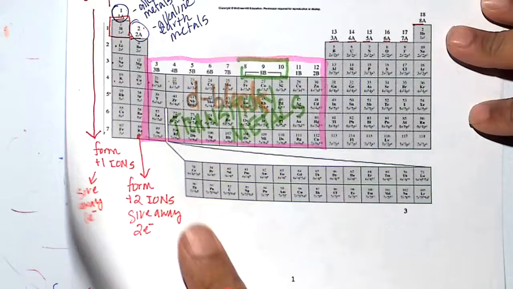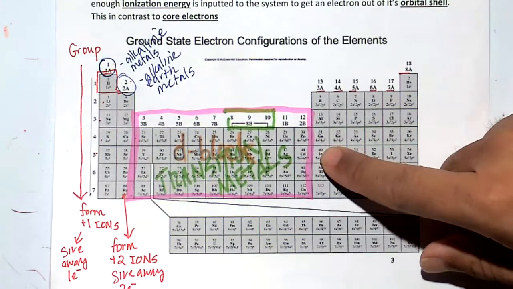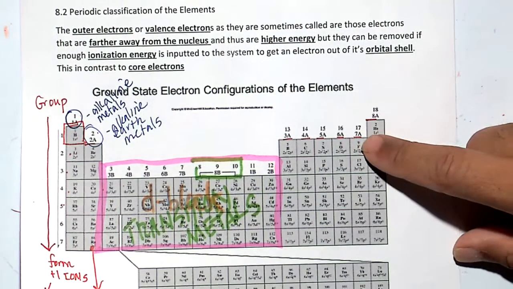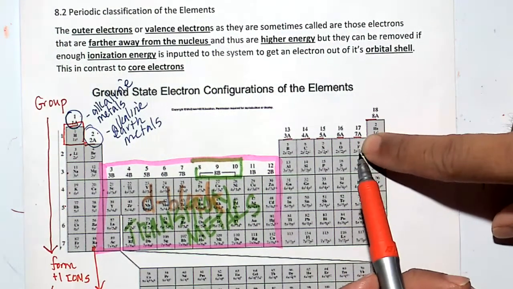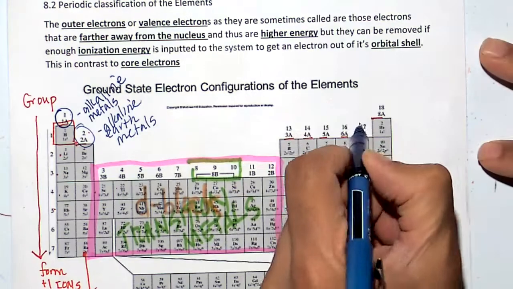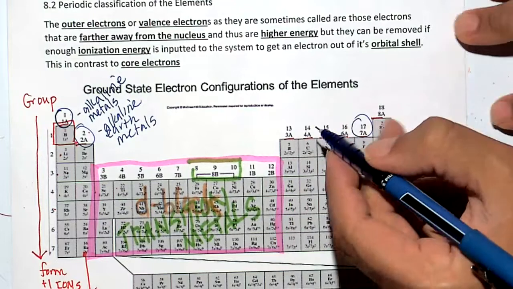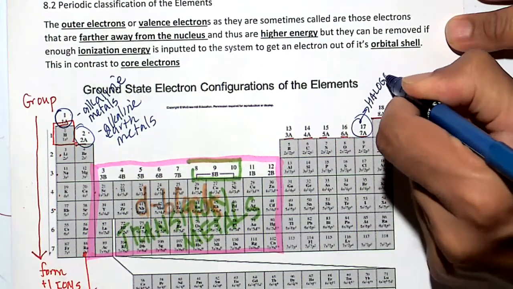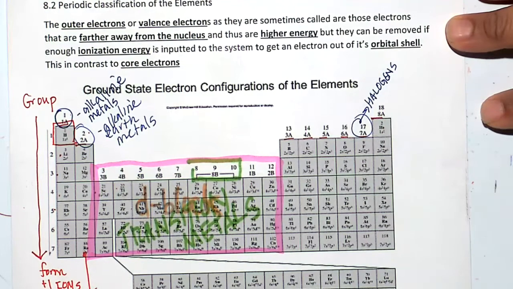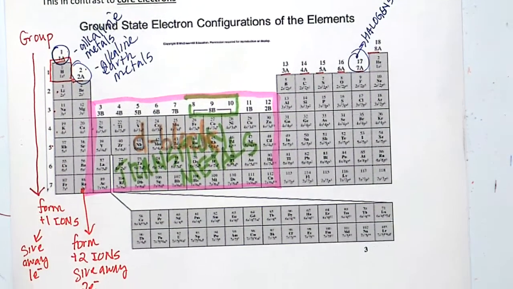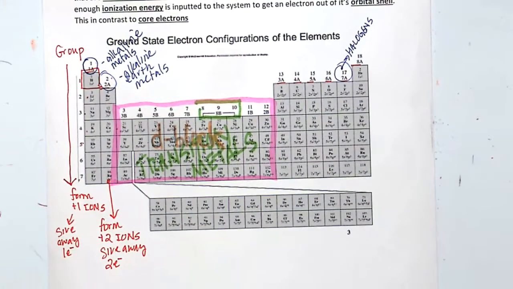All right, let's skip over the transition metal block. And I want to bring your attention to group 17, or again, whatever periodic table you're using, 7A. These are called the halogens. And halogens would like to form, unequivocally, without a shadow of a doubt, minus 1 ions.